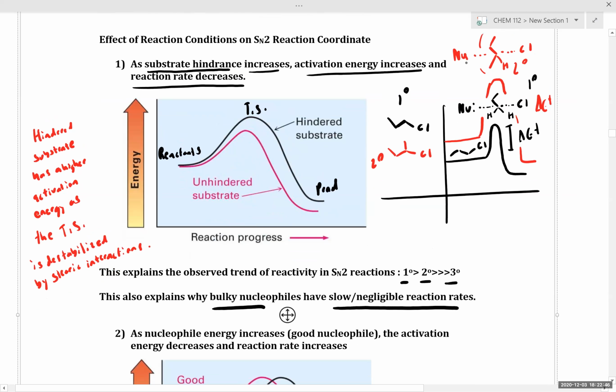Why would that be? Looking at the transition state, we care about the hindrance of our substrate and what else? What else is participating in this reaction? Besides our substrate, what else can engage? What else is present in this transition state? So we talked about hindrance on our substrate, but does the nucleophile's steric bulk impact this reaction? Does the nucleophile play a role in this transition state?